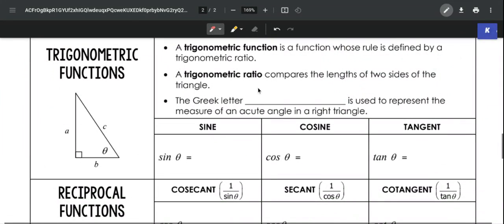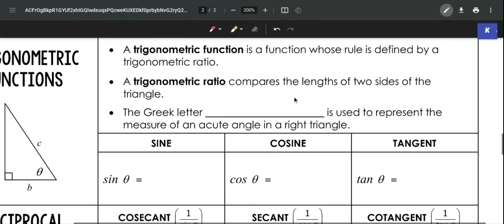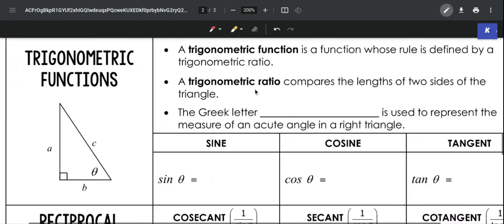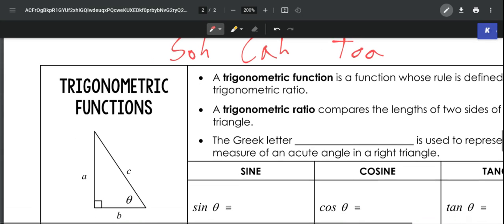All right, so now let's look at our trig functions. Our trig functions, basically they're a ratio, and what I would tell you to do is remember SOHCAHTOA. If you remember SOHCAHTOA, you will remember all of these, I promise. Because here's what happens.